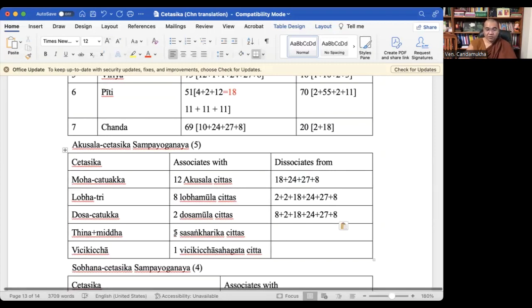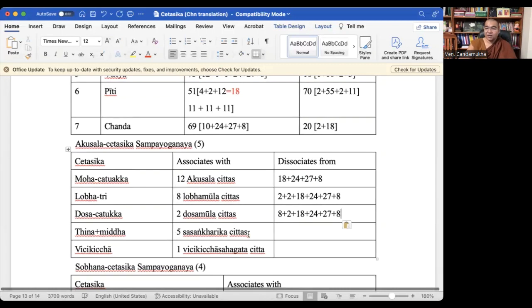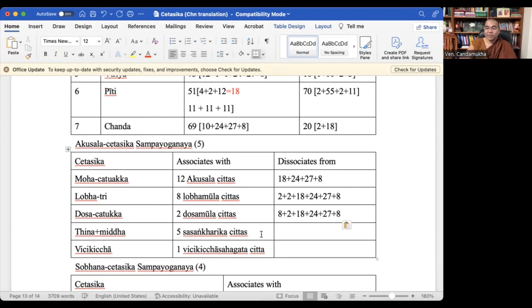So Thina and Middha associate only with the 5 Sasankharika Citta: 4 from the Lobha Mula, 1 from the Dosa Mula, the prompted consciousness. So only in these consciousnesses, Thina and Middha are available. The 5 Asankharika consciousness and also the 2 Moha Mula Citta do not associate. So also the 18, 24, 27, and 8 Lokuttara Citta. In the remaining Citta, Thina and Middha do not associate.